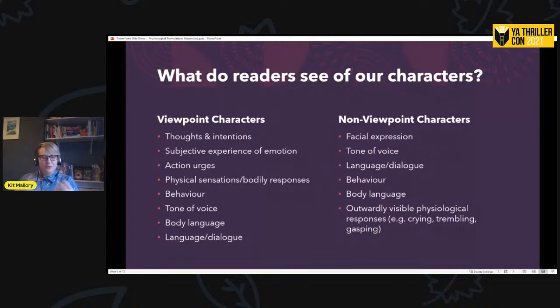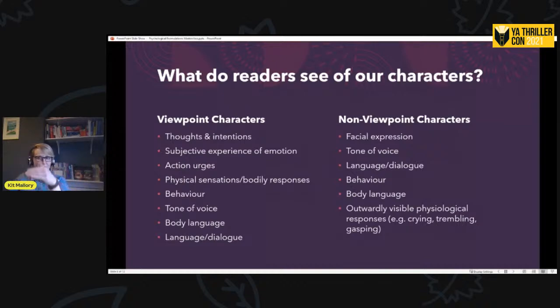What we see about viewpoint characters, we get to see a lot more. We get to know them a lot more closely, I guess, because we also get to see their thoughts and their intentions, their subjective experience of their emotion, their action urges, what they want to do, not just what they actually do, how that emotion feels in their bodies, their physical sensations, bodily responses. And of course, we get to see their behavior, their tone of voice, their body language, and their dialogue. We get to see their interactions with other people. We get to see how they react to others and how other people react to them.